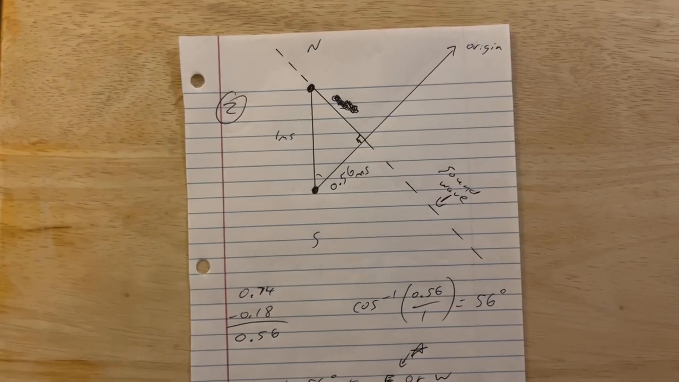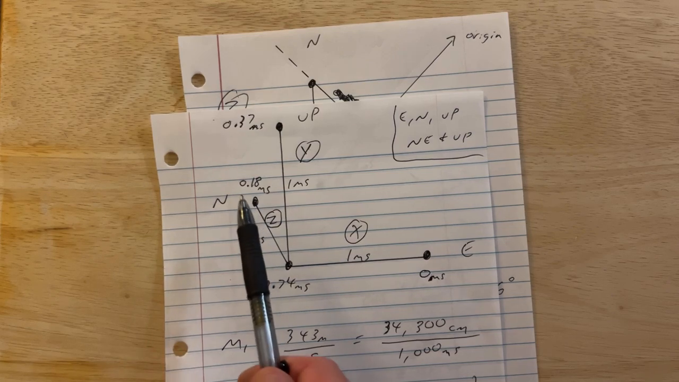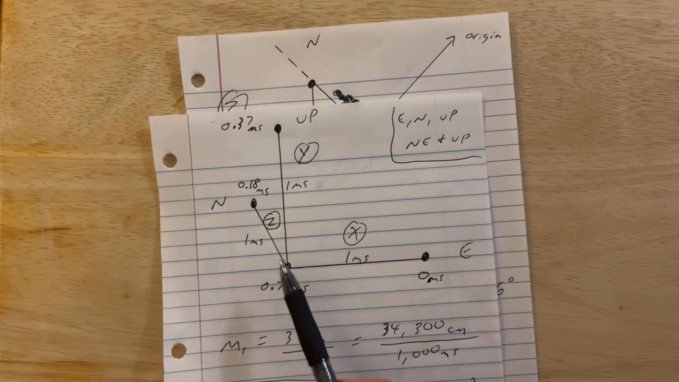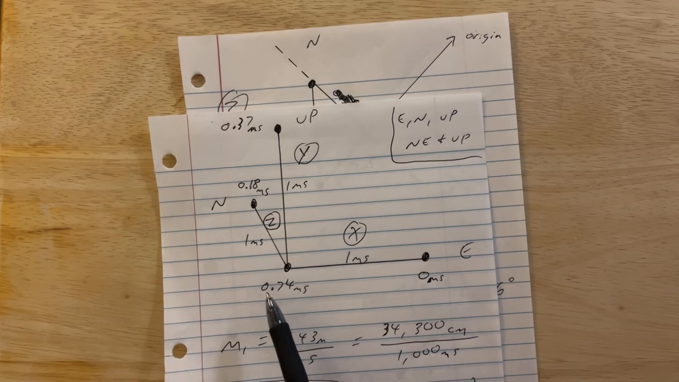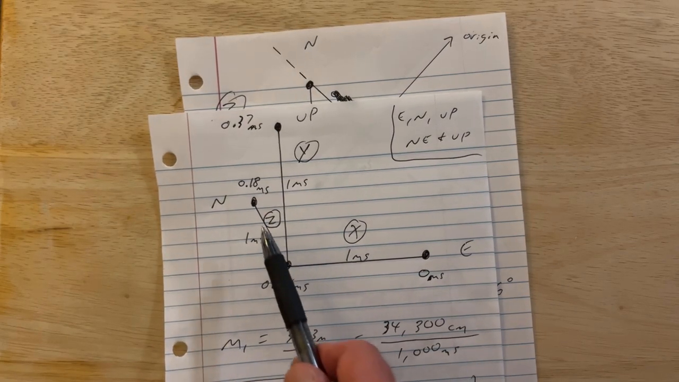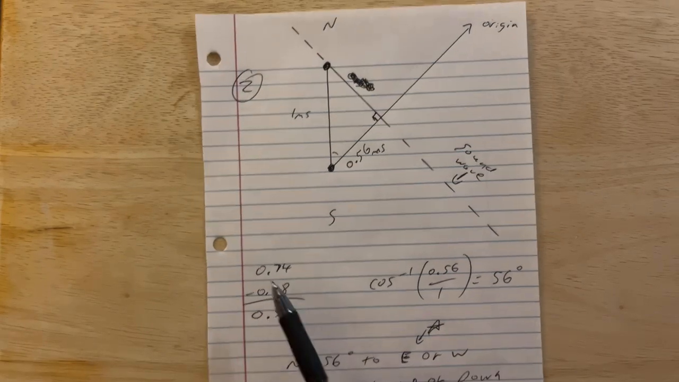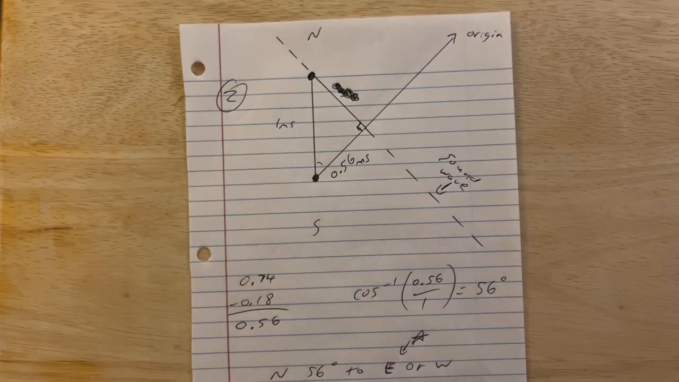Now we do the z-axis right here. The Z microphone on the north side has 0.18 milliseconds. We want the distance between the south microphone and the north microphone. We take 0.74 minus 0.18. That will give us the length of that distance in terms of time. 0.74 minus 0.18, we get 0.56.